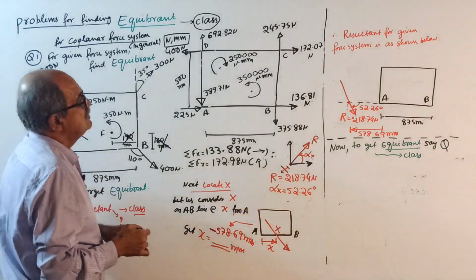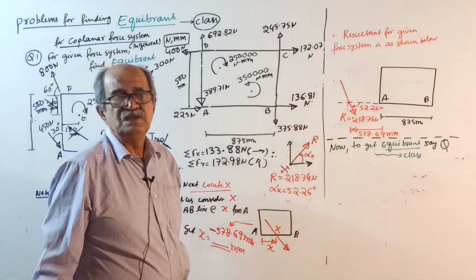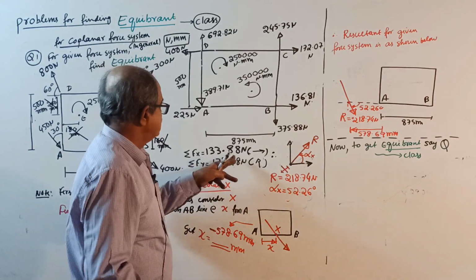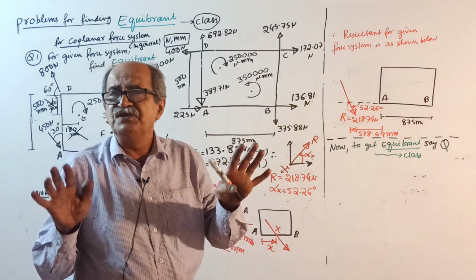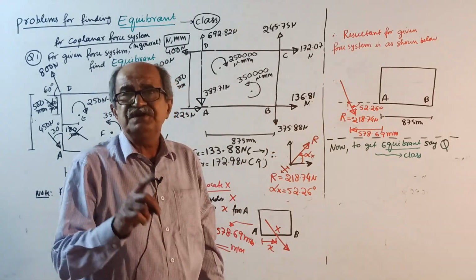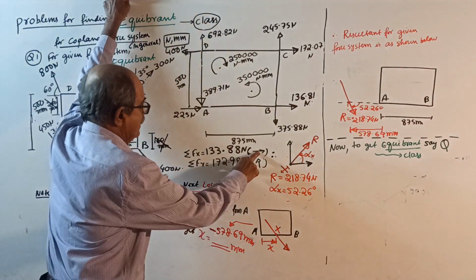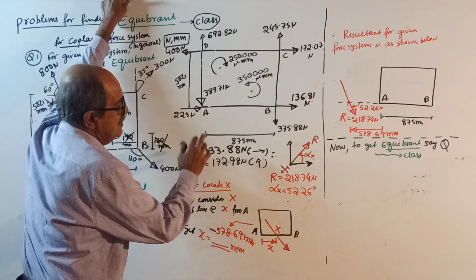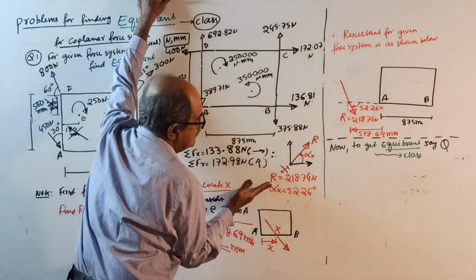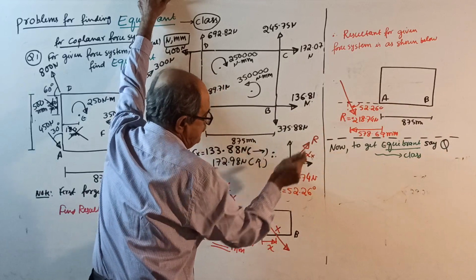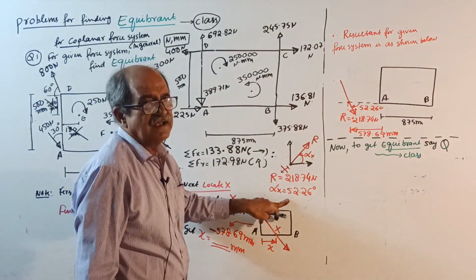Okay, now start. First, sigma fx. I am not taking upward as positive for sign convention. You find with sign convention. Systematically find sigma fx, then sigma fy. Therefore, sigma fx this way, sigma fy this way, resultant this way, alpha x this way. Find R and alpha x.